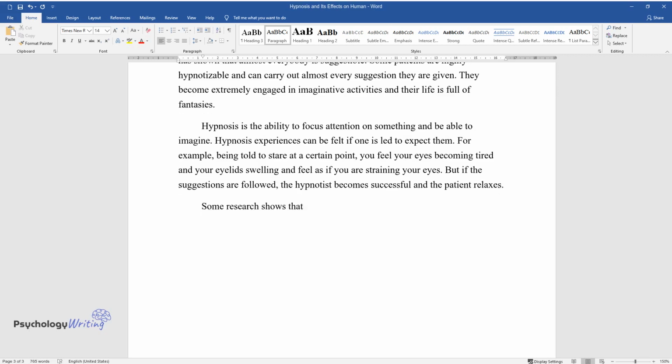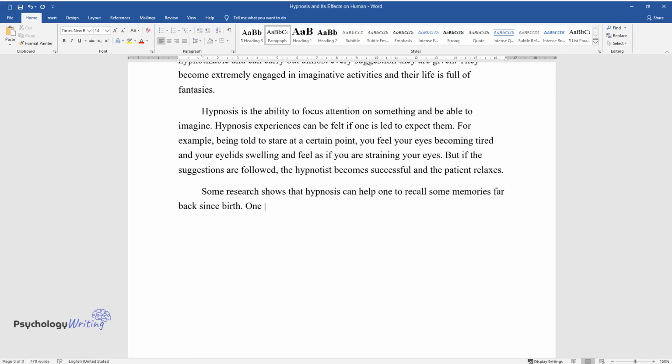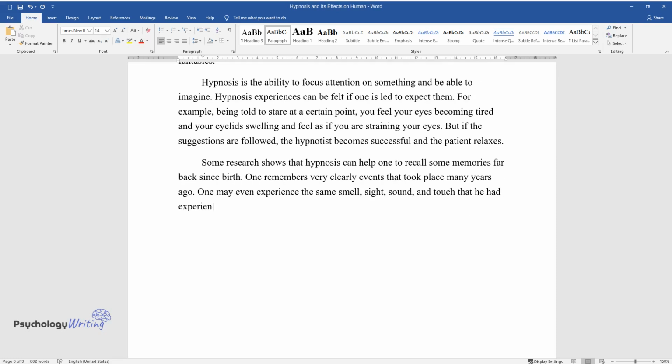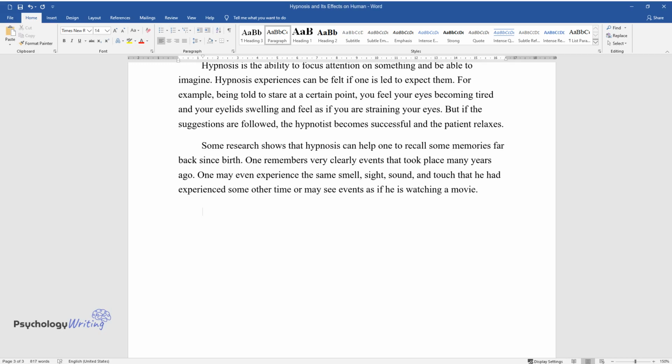Some research shows that hypnosis can help one to recall some memories far back since birth. One remembers very clearly events that took place many years ago. One may even experience the same smell, sight, sound, and touch that he had experienced some other time, or may see events as if he is watching a movie.